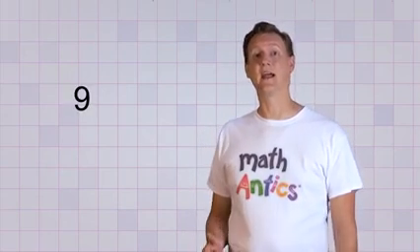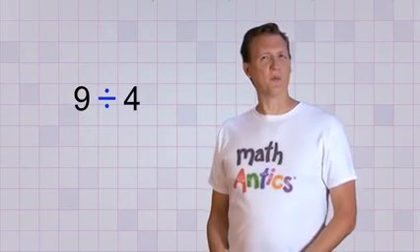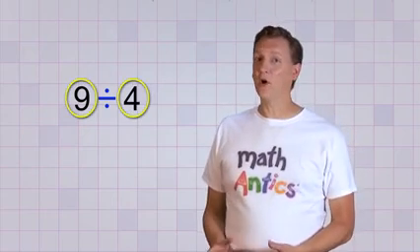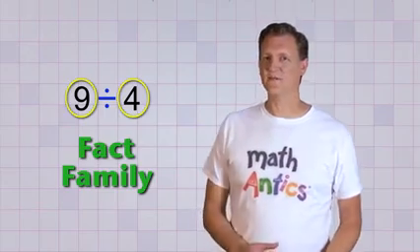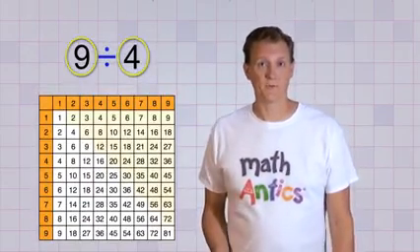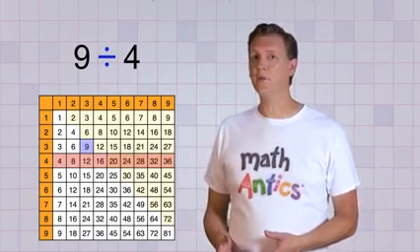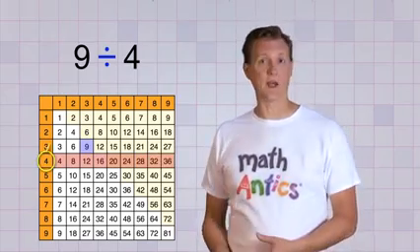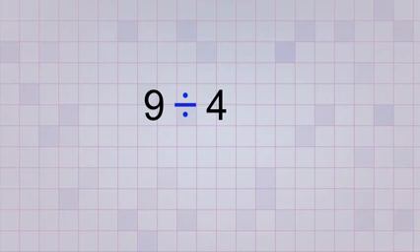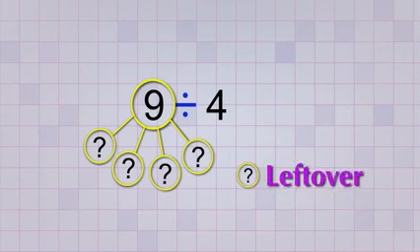Like this one, 9 divided by 4. The trouble here is that 9 and 4 aren't part of a fact family. So you can't just find the answer on the multiplication table. That's because 9 is not a multiple of 4. There's no whole number that you can multiply 4 by and end up with 9. That means that 9 can't be divided equally into 4 groups without having something left over.